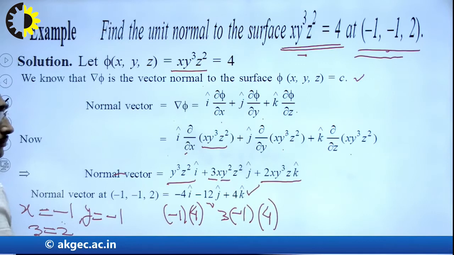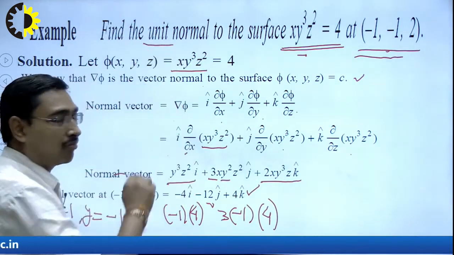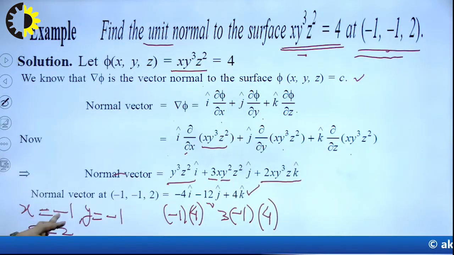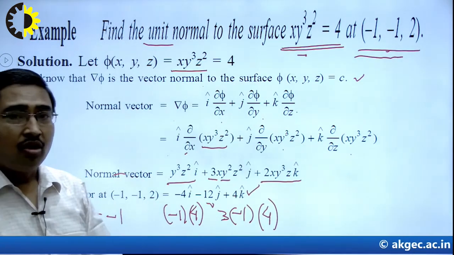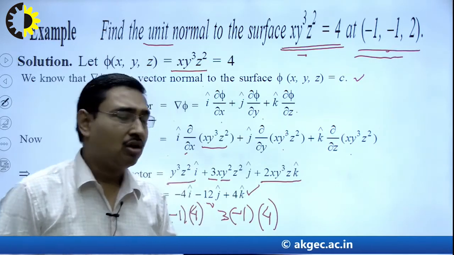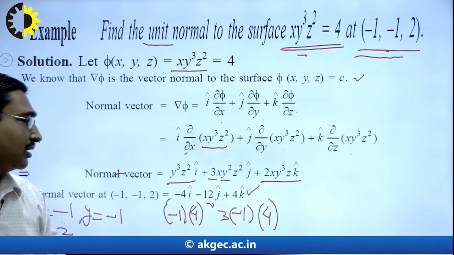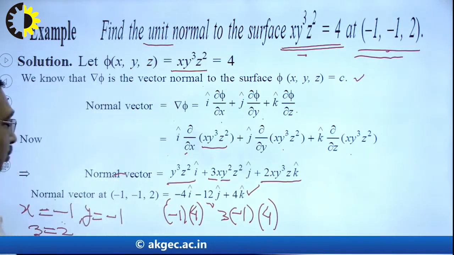But we are actually finding the unit normal vector. Here I have calculated only the normal vector, which means we need to find the unit vector corresponding to this vector, and for this I shall require to convert this vector to a unit vector.